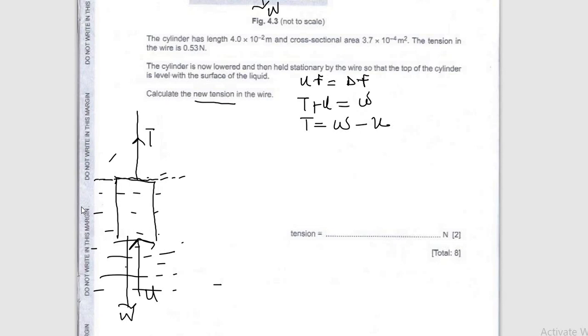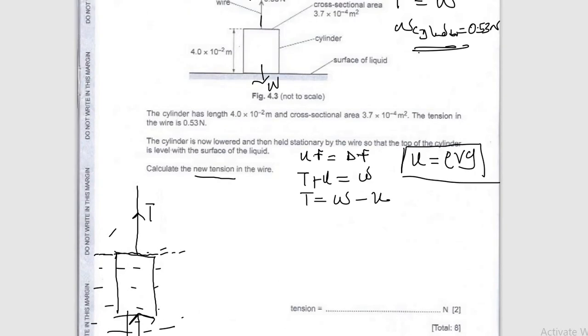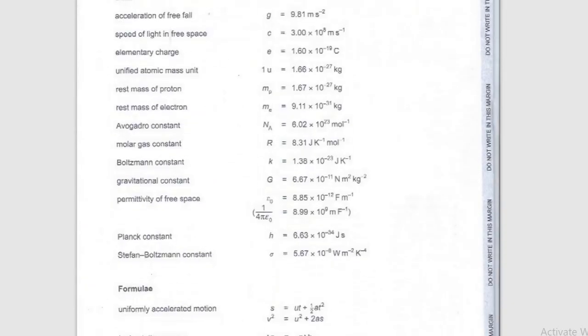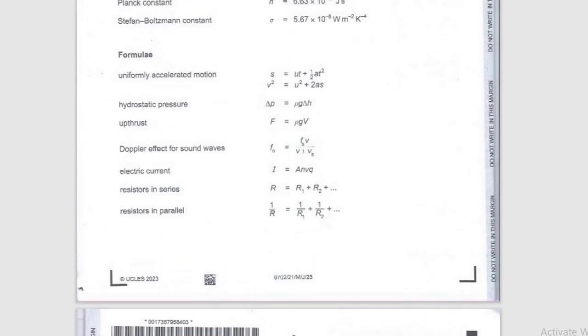Now, what is upthrust? Remember, our formula for upthrust is density times volume multiplied by gravity. That's the formula for upthrust. Density times volume times gravity. That's the formula for our upthrust. So let's find upthrust using that. I think you are given the formula for upthrust on the first page, so check it. Okay, see it, upthrust is there. What I'm using is density times volume times gravity.